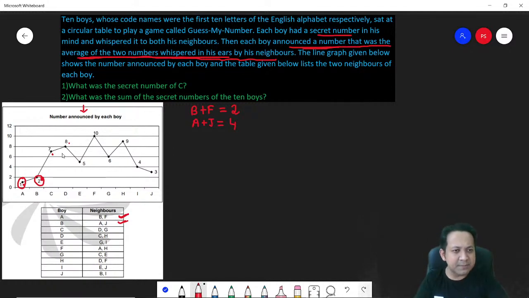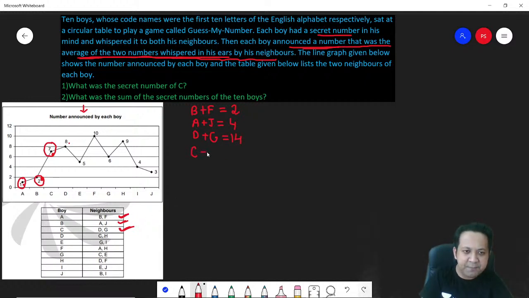Correct? Similarly, C is announcing 7. The average of the numbers C hears is 7, and it is the average of the numbers whispered by D and G. So if the average of D plus G is 7, the sum is 7 into 2, which is 14. Likewise, you can fill all of them.